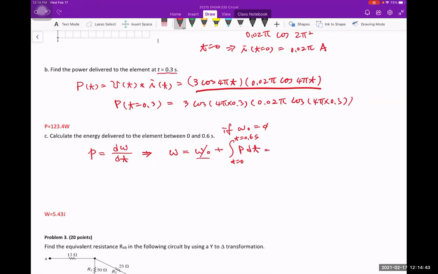If you look at the table now, let's just write down that equation. So the equation here is going to be 0.06 pi cosine squared 4 pi t dt. So that's the equation you need to do the integration. And if you look at the table, it's going to give you this formula.